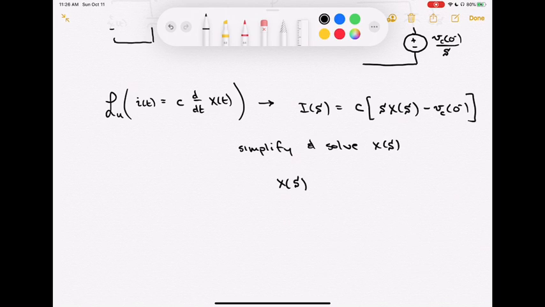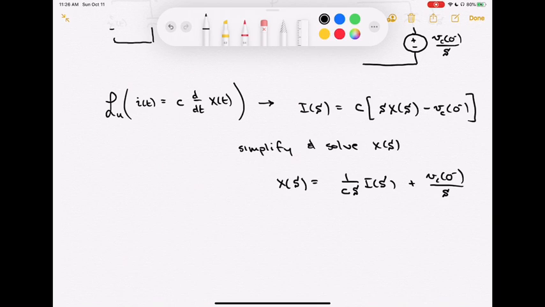X of s is equal to, well, I'd have to divide both sides of the equation by c. So I would have 1 over c times I of s, right? And then the initial condition, which was represented as a minus VC at 0, would be brought to the other side. So that would be a plus VC at 0. But then I had an s times x of s, so I'm going to have to divide by that s. So I'm going to get a divide by s on all of these terms as well.